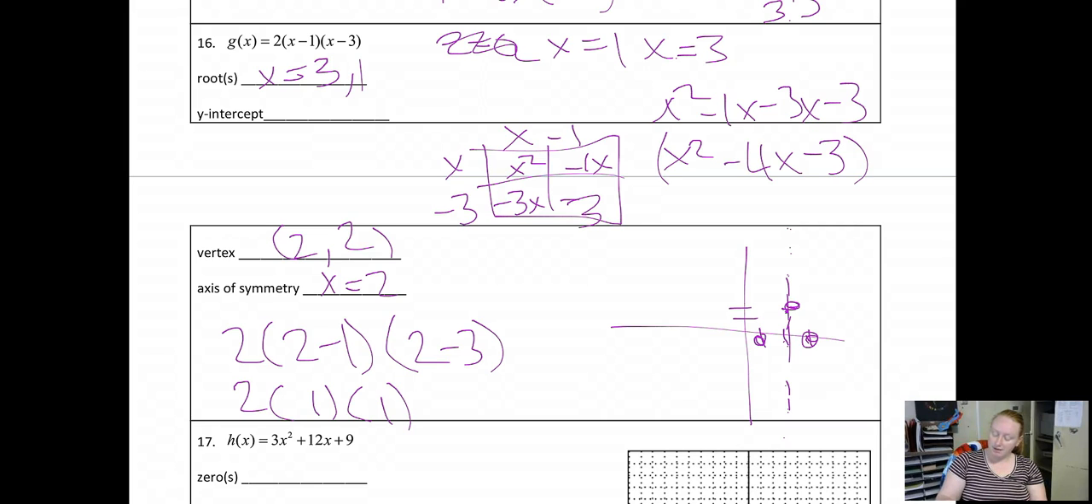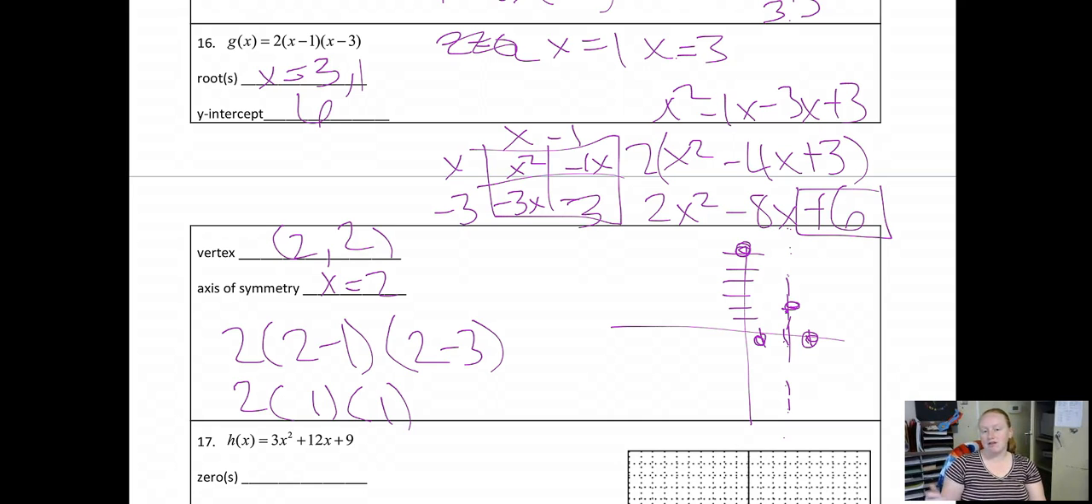I'm going to multiply by 2. I get 2x squared minus 8x plus 6. So I get my y-intercept. Oh, this was positive, this was positive, this was positive. I get my y-intercept is positive 6, which is going to be way up here. 1, 2, 3, 4, 5, 6.